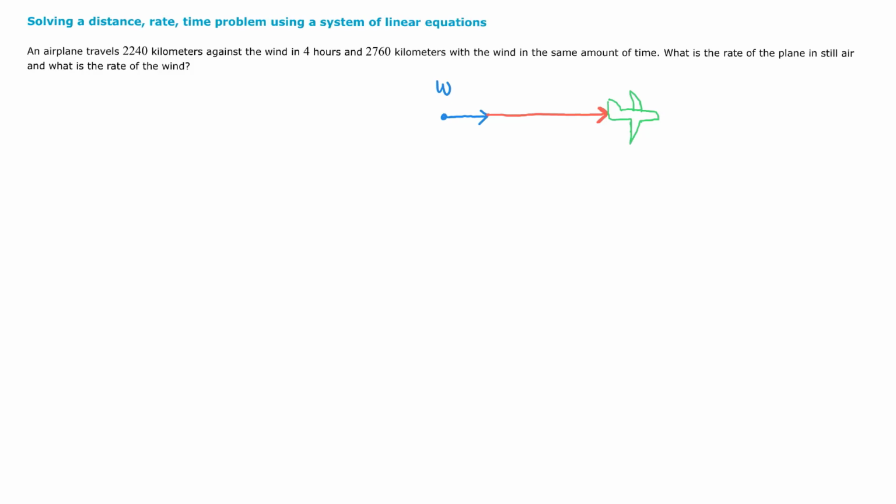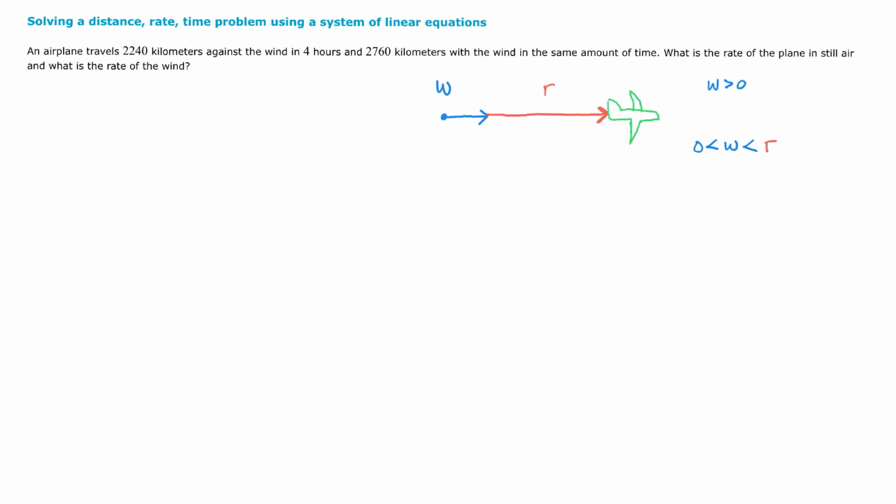And we can see that the speed of the wind is greater than 0. And we need a letter for that red arrow. Why don't we call that R, which is the rate of the plane in still air. We also know that W is more than 0, but less than what? Less than R. That's really important.